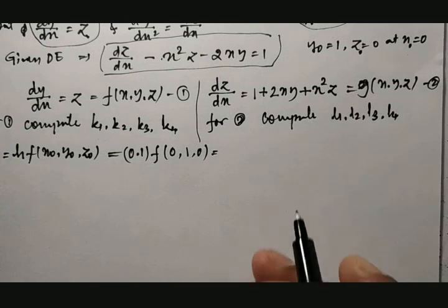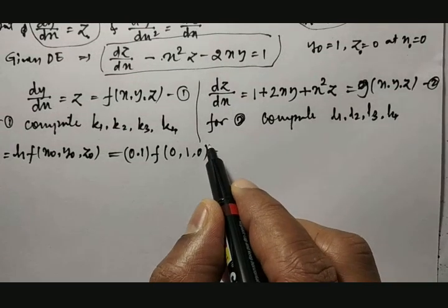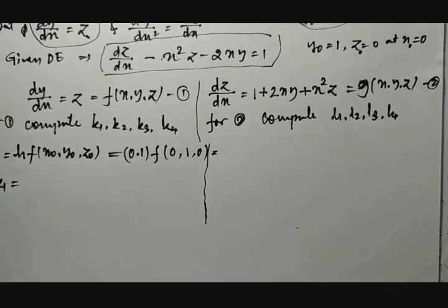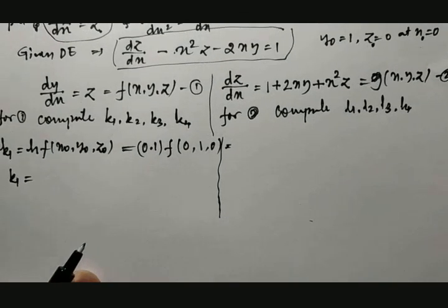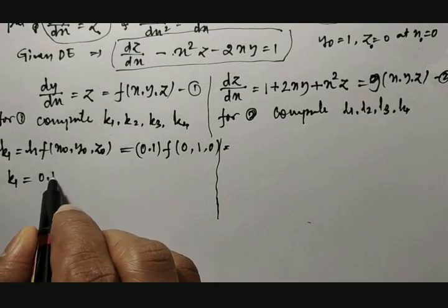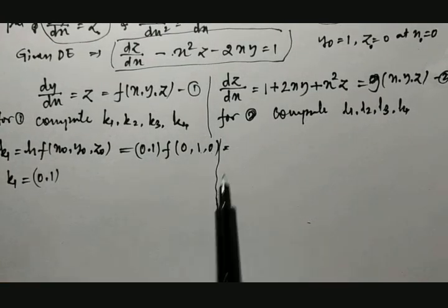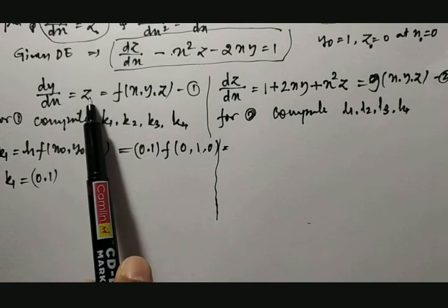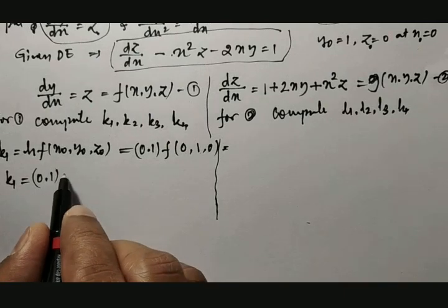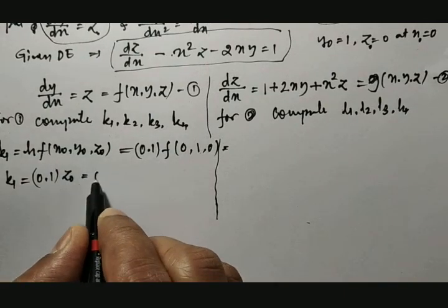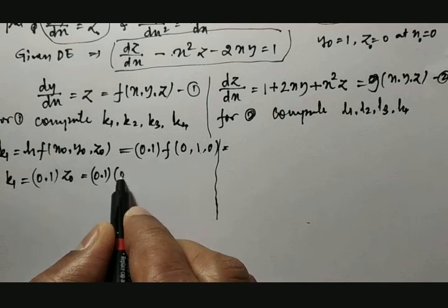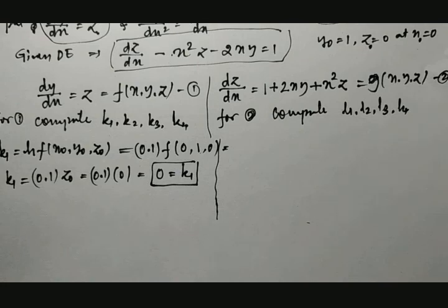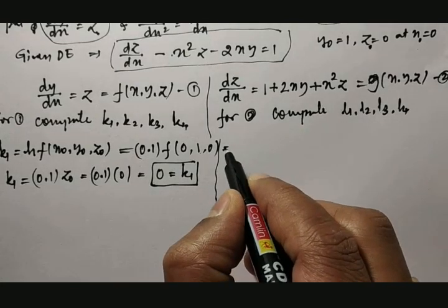Therefore, K1 is equal to 0.1 into, what is the function of F? F function is only Z. Means we need to substitute the value of Z naught. Therefore 0.1 into Z naught is 0. Therefore the value of K1 is 0. Similarly, I'll move to L1.